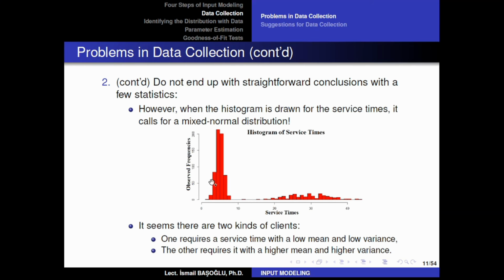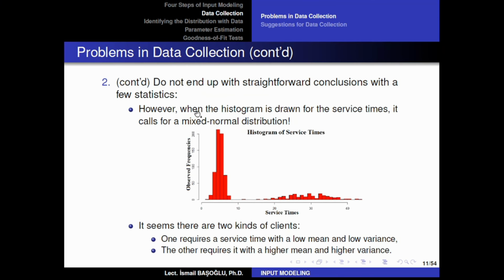However, here we are given the histogram of the data. When you check this histogram, it does not exactly look like an exponential PDF. You know, the exponential PDF is a decaying PDF starting from lambda and it decays to 0. And this histogram does not look like that. Instead, it looks like a mixed normal distribution. There are two normal distributions here. The first normal distribution has a lower mean with a lower variance, and the second normal distribution has a larger mean and a larger variance.